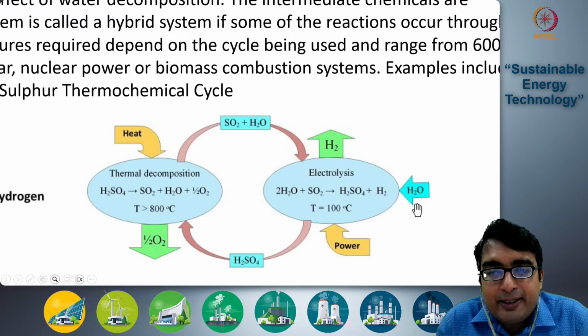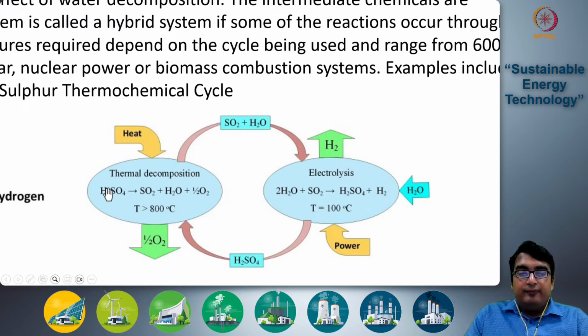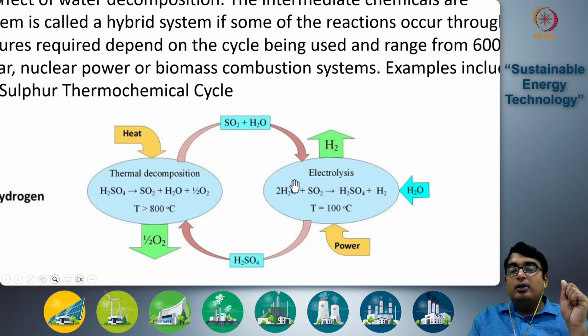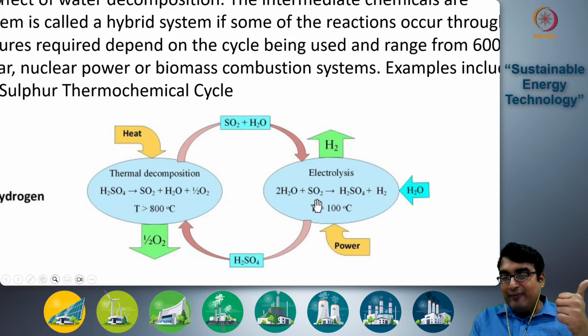So in this hybrid thermochemical cycle, we have the sulfuric acid again at 800 degrees centigrade undergoing thermal decomposition into sulfur dioxide, water vapor and oxygen. We are taking out this oxygen and feeding the sulfur dioxide and water vapor into the electrolytic cell, where you are using electricity to drive this reaction, where water and sulfur dioxide react with each other to produce sulfuric acid and hydrogen.